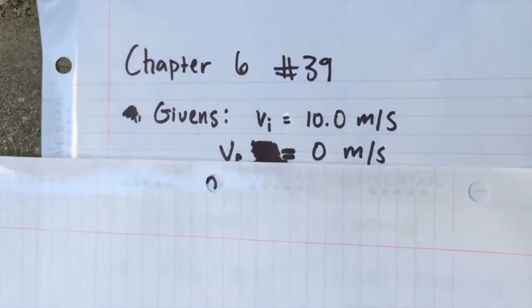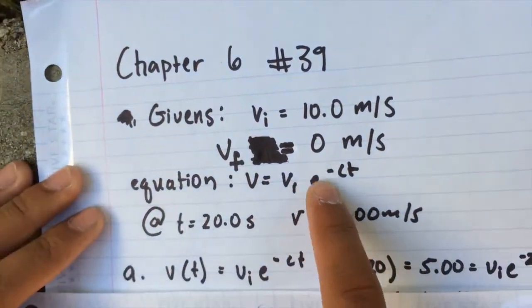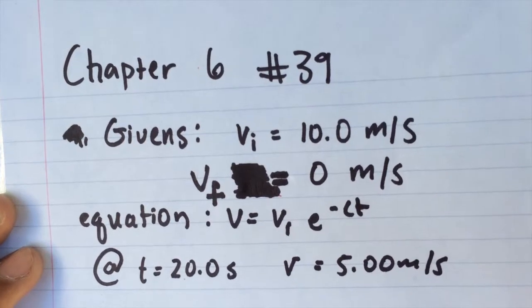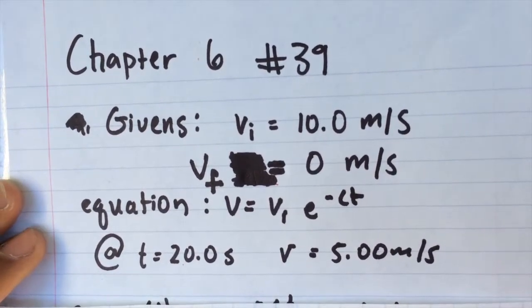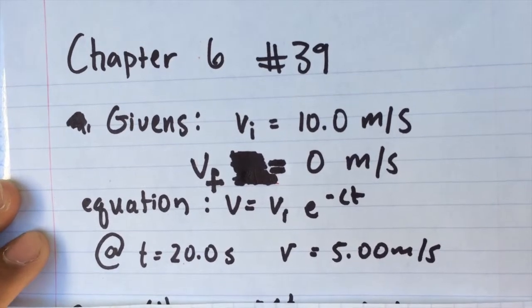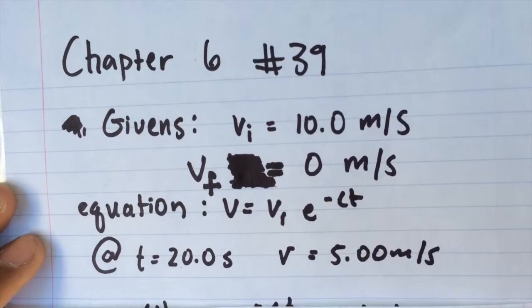So let's look at the givens that we have. V initial equals 10 meters per second, final velocity equals 0 meters per second, and the equation that we have is final velocity equals initial velocity times e to the negative ct. Also, at t equals 20 seconds, the velocity is 5 meters per second.